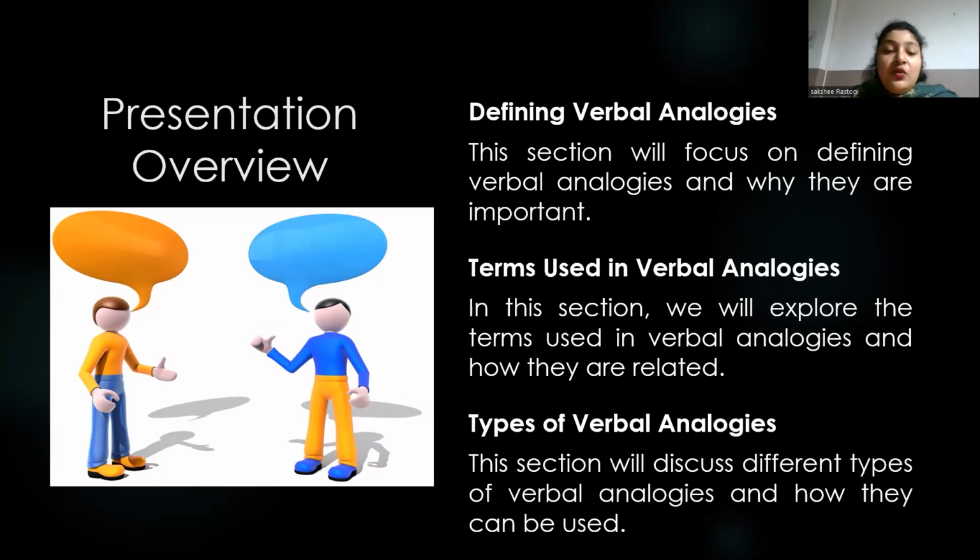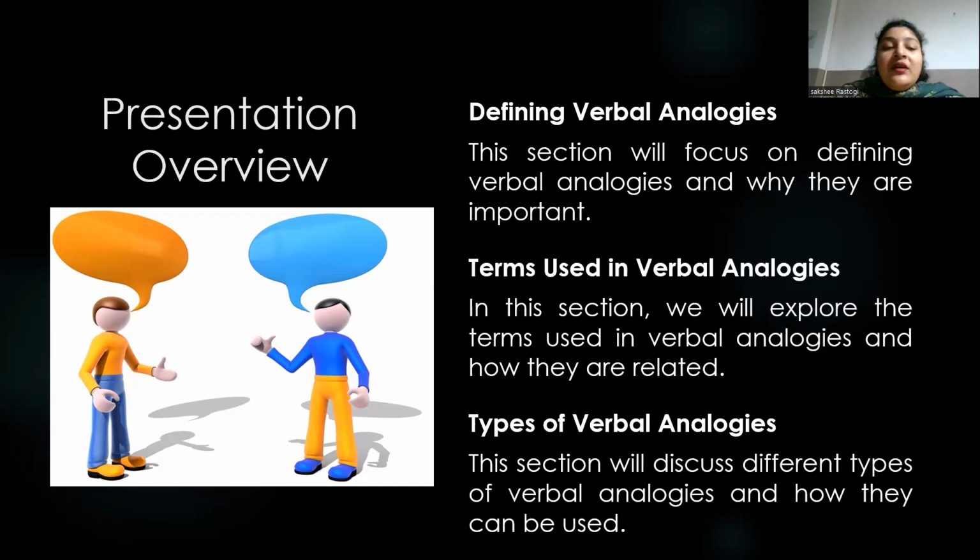So what are the terms used in verbal analogies? Verbal analogies use specific terms to describe the relationship between words. Here I'm just going to discuss some common terms. First is synonyms: words with similar meanings, like happy and joyful. Antonyms are words with opposite meanings, for example, hot and cold. Hypernyms are words that are a category or class for another, like animal and dog. Hyponyms are words that are a specific instance of a category or class, for example, dog for animal.